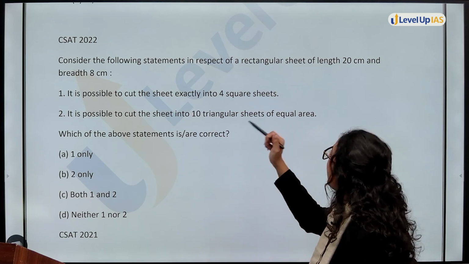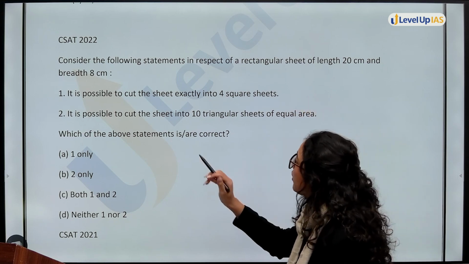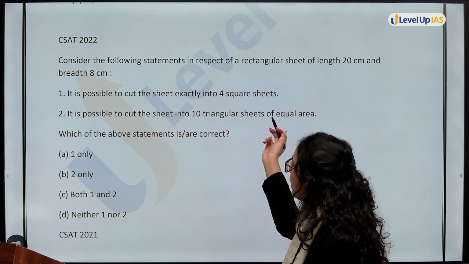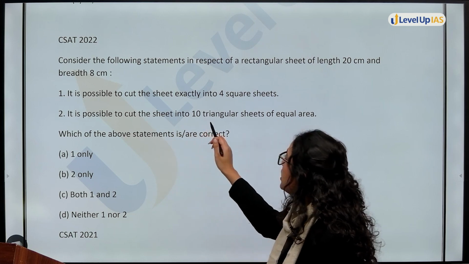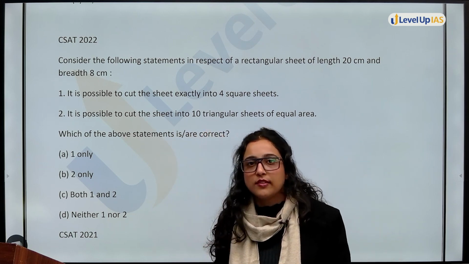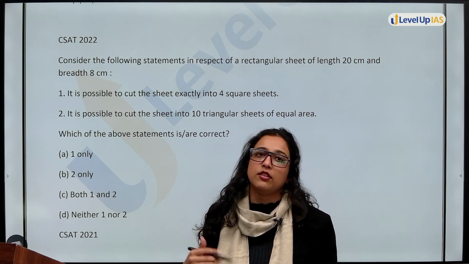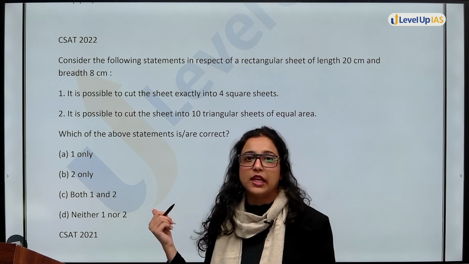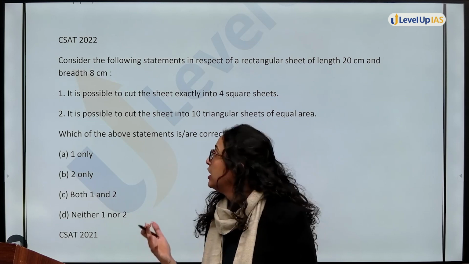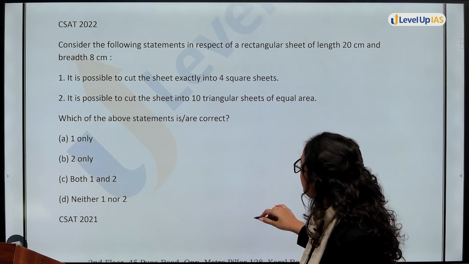The question is that you have a rectangular sheet of length this and this, and is it possible to cut the sheet into 4 squares? Then, is it possible to cut the sheet into 10 triangles of equal area? That is one big sheet, its dimensions are given, and then it is asked whether we can cut it or not. So this was the question of 2022, right?